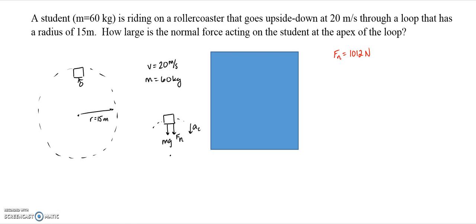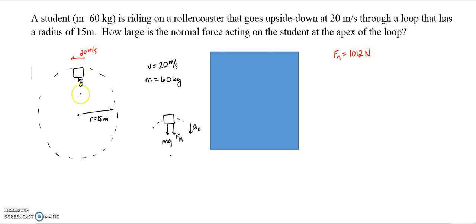There's my force diagram, and I also listed out my givens. So let's just walk through that, see how we got there. So first of all, we're moving. So let's say I'm going like this. So I'll have a velocity here of 20 meters per second. And there's my radius, and I know the mass of the person.